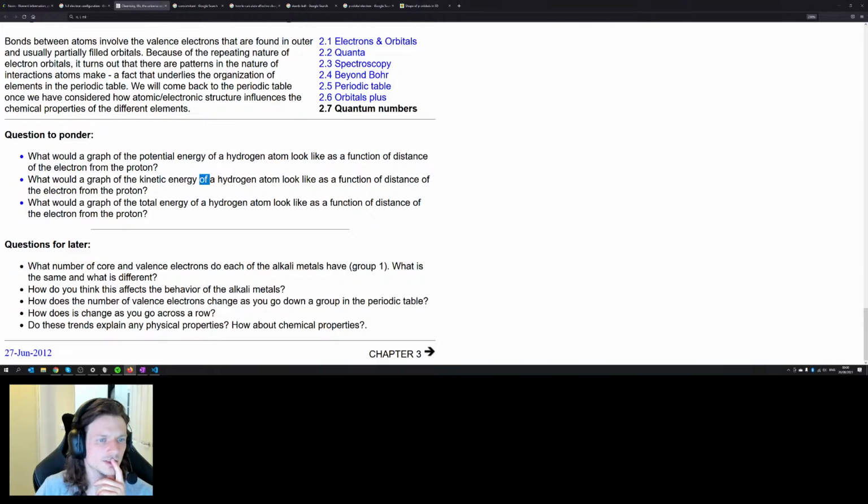What would a graph of the kinetic energy of a hydrogen atom look like as a function of distance of the electron from the proton? This is all really, really necessary stuff. What would a graph of the total energy of a hydrogen atom look like as a function of distance of the electron from the proton?